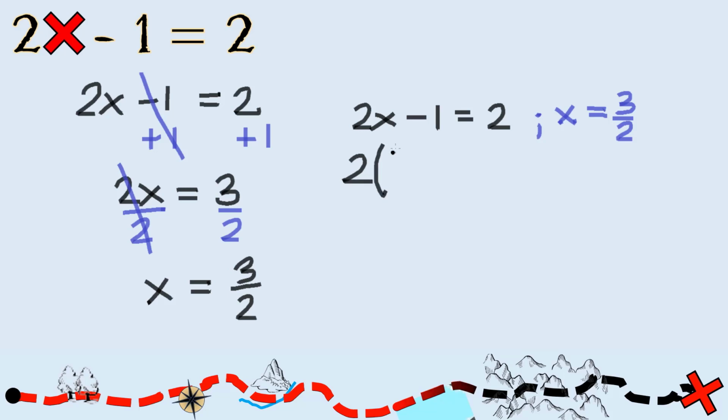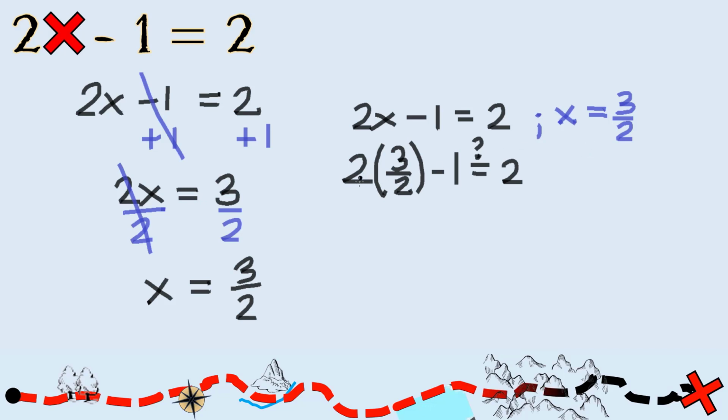So x will become 3 halves. Take note, if this is mixed, you will be substituting here 1 and 1/2 and it would be harder than this. So you have here 2 times 3 halves minus 1 equal to 2. Since we are checking, let's add here a question mark because the goal of checking is to make sure that both sides of the equation will be equal.